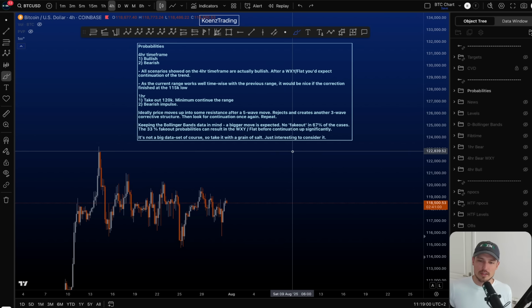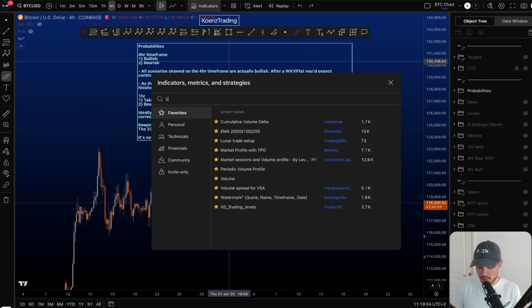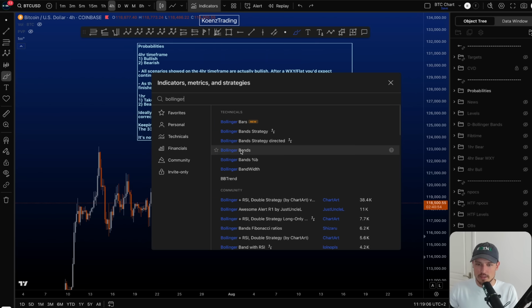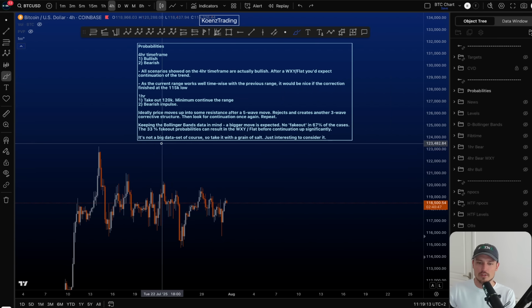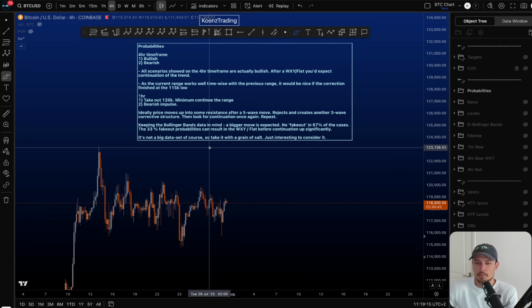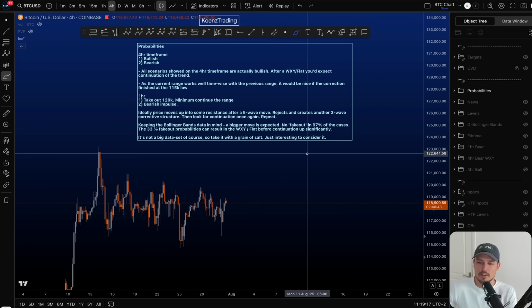You can go to the daily time frame, put on the Bollinger Bands indicator. Literally just go to indicators right here, the Bollinger Bands, click on this one, put it on your chart, and then go through it, build some data, and it might help you in your trading. So yeah, my data set, it's not big. Take it with a grain of salt, but still, it is very interesting to consider it.